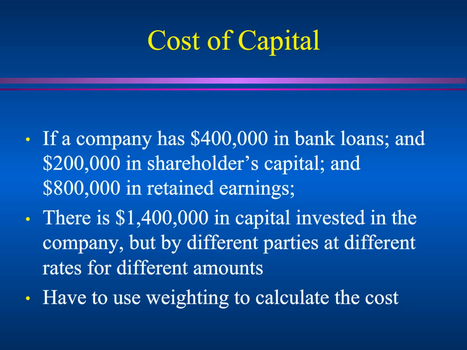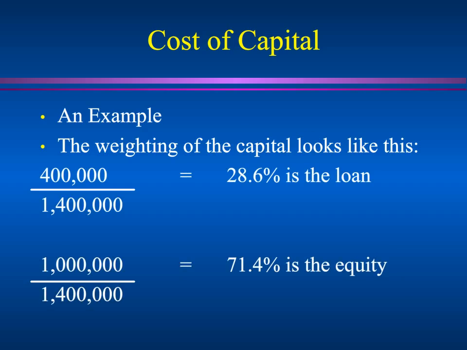Now we've got to calculate how these things interact, and we're going to use the weighted average cost of capital. Using the money invested as an example, the loan, of course, is $400,000 out of $1.4 million. So it's 28.6% of the capital invested in the company is the loan. Similarly, $1 million is invested by the shareholders. They have some startup money they put in of $200,000 plus the $800,000 of retained earnings. So 71.4% of the capital tied up in the company is the equity.